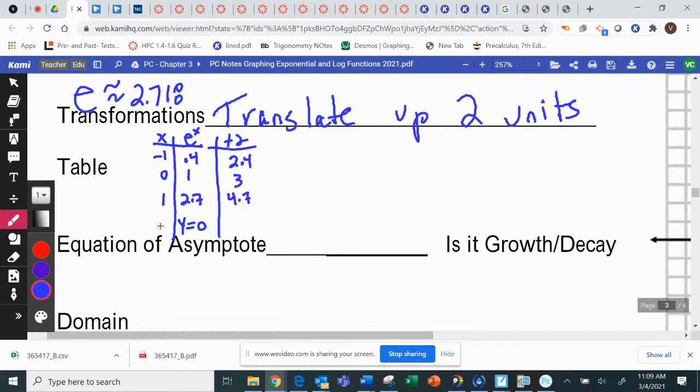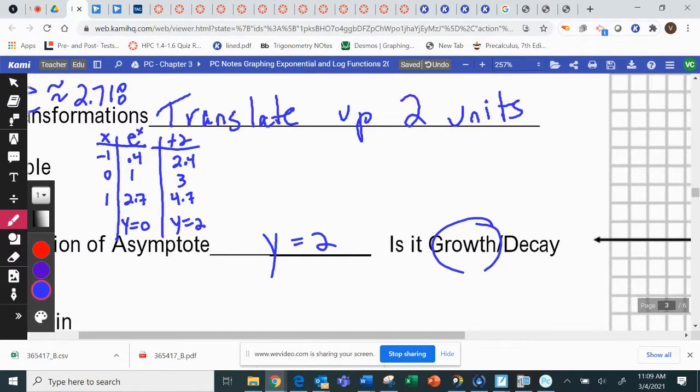Should I change my asymptote? What do you think? Nairi? Yes, we should. Y equals 2. And it's only because that is a y value, and I can add 2 to 0 and change it. So I'm going to change it. So our asymptote for this one is y equals 2. Do we know if it's growth or decay? Or should we graph? It's growth. Now, if you're not sure because there's an e in there, look at the table. Are the numbers getting bigger? Yes, it's a growth.